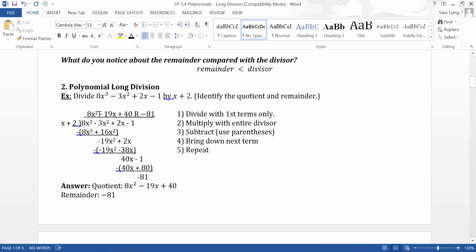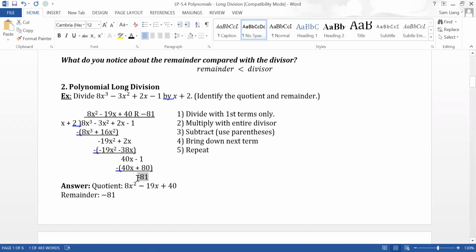Then we're going to subtract the product of negative 19x and x plus 2. So negative 19x times this is negative 19x squared minus 38x. Subtract that, you're going to get 2x plus 38x. That's 40x, and then bring down the negative 1, you get 40x minus 1. That's going to be followed by 40x divided by x, which is plus 40. So we do 40 times x plus 2. Subtract that, you get 40x plus 80. And you're going to get negative 81 as your remainder.